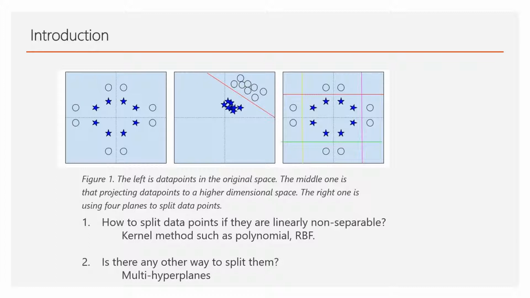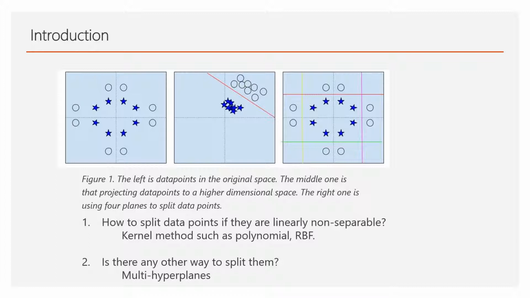A commonly used way to deal with this kind of problem is the kernel method, which projects data points from a lower dimensional space to a higher dimensional space. And we hope these data points can be linearly separable in the higher dimensional space.